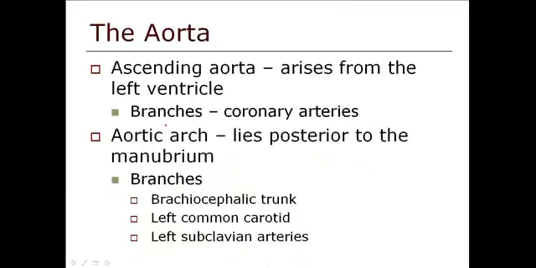So the ascending aorta rises from the left ventricle. It'll branch into the coronary arteries first. So the very first arteries that come off, as you know, are the left and right coronary arteries. Now, as we get up to the aortic arch, which is posterior to the manubrium, of course, it's higher than you think in your chest. So number one, as we said, brachiocephalic trunk, left common carotid, and left subclavian.